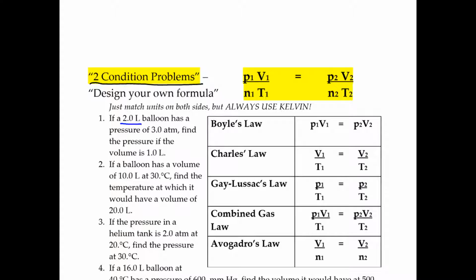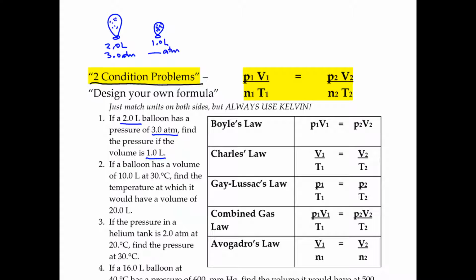Let's say you have a 2-liter balloon and there are 3 atmospheres of pressure inside it. So here's a 2-liter balloon, and we have 3 atms of pressure inside the balloon. And then what we do is we make the balloon 1 liter. So clearly we're making it smaller. So we're cutting the volume in half. And then the question is, what do you think is going to happen to the pressure? So this is going to be a 1 liter balloon, and we want to know how many atms of pressure it has.